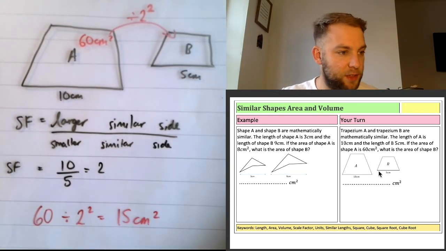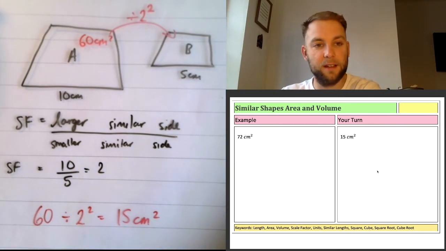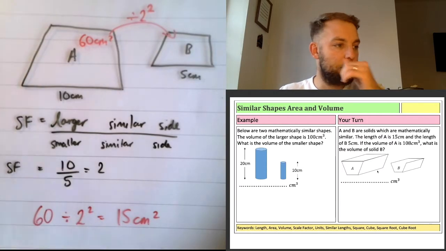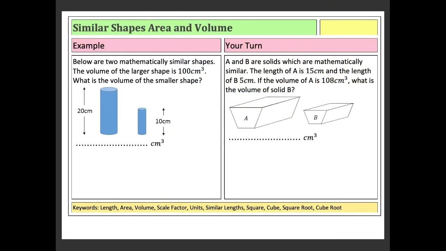Okay, so let's check both those answers. 72 and 15, absolutely brilliant. Okay, so let's have a look at this one now. So I'll make it big for you. So we're not looking at areas now, are we? We're looking at volume. Okay, so we've got two cylinders, haven't we?